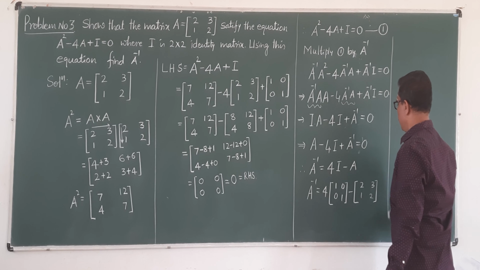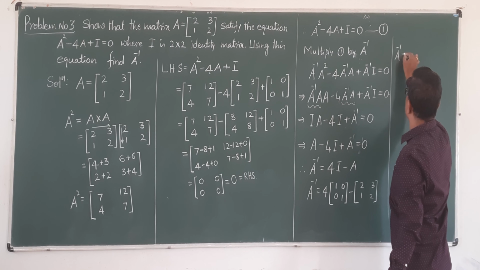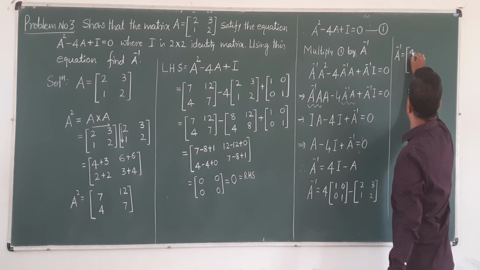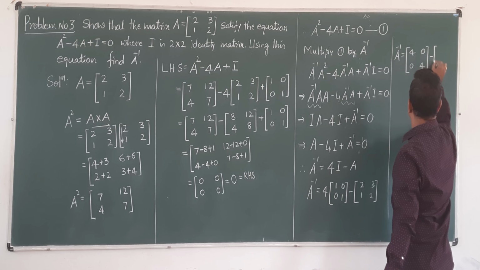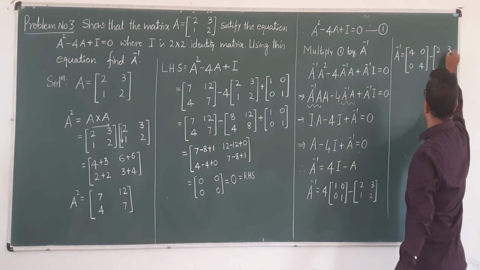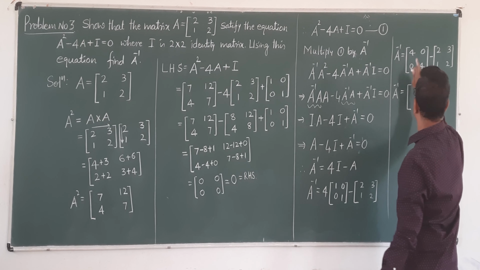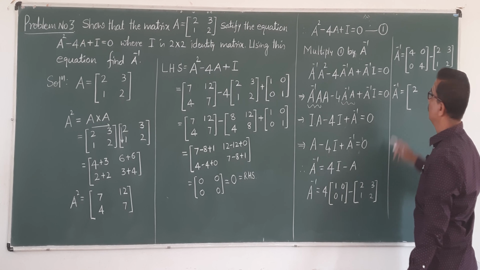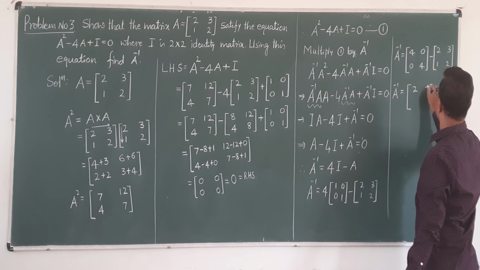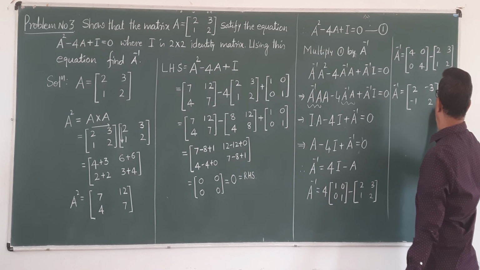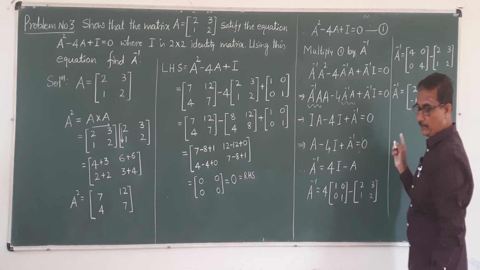Simplify. A inverse is equal to, by scalar multiplication, multiply each element by 4: 4 0 0 4 minus first row 2 3, second row 1 2. Therefore A inverse is equal to, simplify, 4 minus 2 2, 0 minus 3 0 minus 1 minus 1, 4 minus 2 2. This is the inverse of a square matrix.